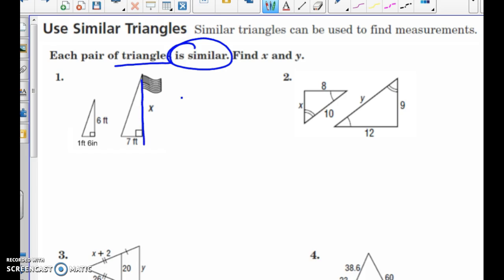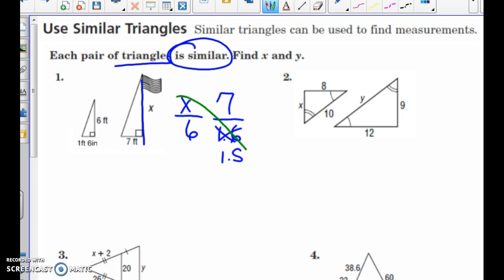What does X go with? 6. What does 7 go with? 1.5, or 1.6? How many inches are in a foot? 12. What's half of 12? 6. So is half 0.6 or 0.5? 0.5. I got it.